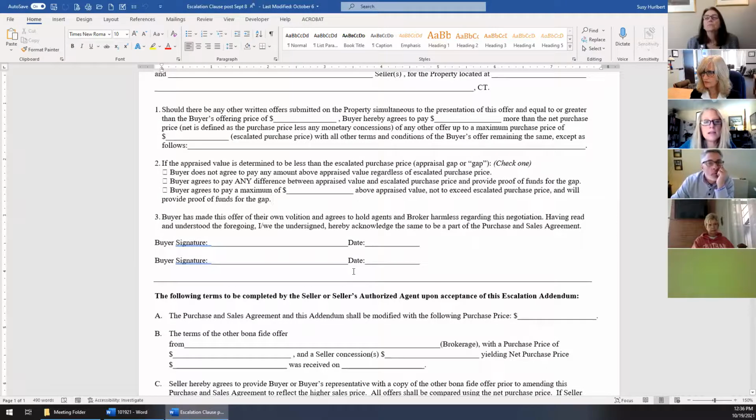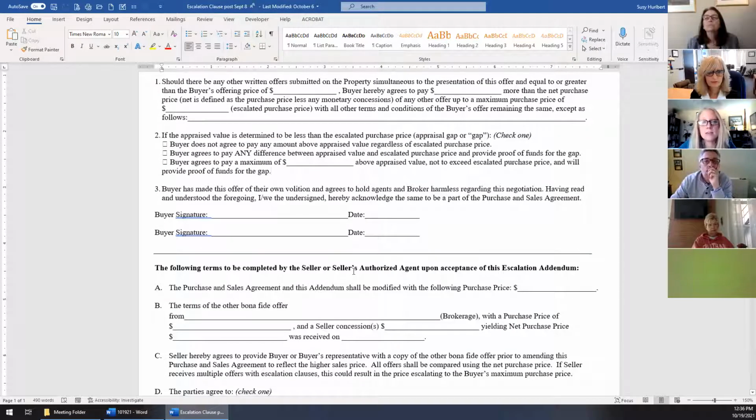The third line item is indicating that the buyer is making this offer of their own volition and agrees to hold us harmless regarding their decision. Now, of course, you've had these discussions with them about sections 1 and 2, but we did feel that that was necessary. And we had seen that because we did go through several different escalation clauses that are used across the country. And we felt that a statement of this would be a good idea to throw into this agreement. And then they sign it, you send it off to the seller for review.